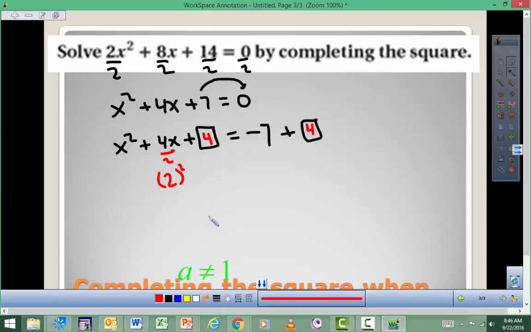Again, hopefully you're becoming familiar with these steps. And that's all this section is. It's just a sequence of steps, and if you learn the steps, kind of like a dance, you should be able to do this problem with no problem.